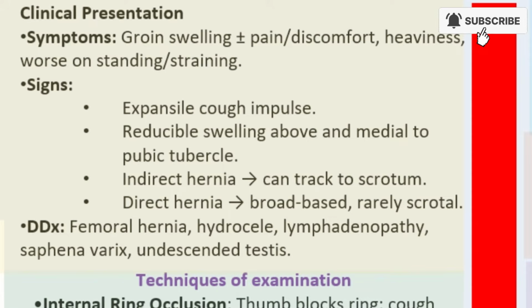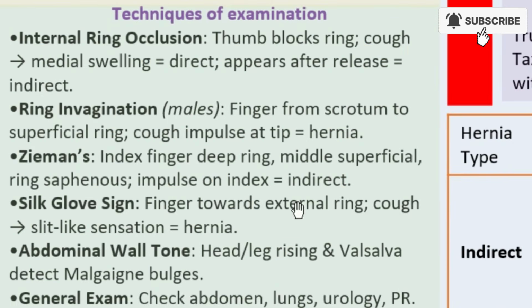Then we have the techniques of examination. We have things like the internal ring occlusion. When you're examining hernias, you have to use all 5 fingers, each with a role to play. The thumb is normally used in the internal ring occlusion test, where you place your thumb on the internal ring and ask the patient to cough.